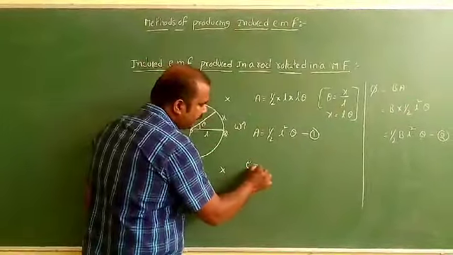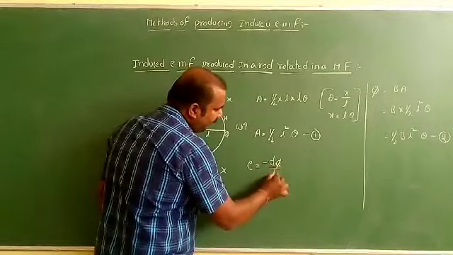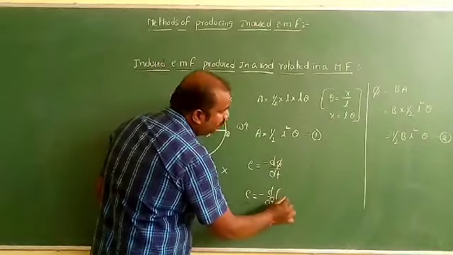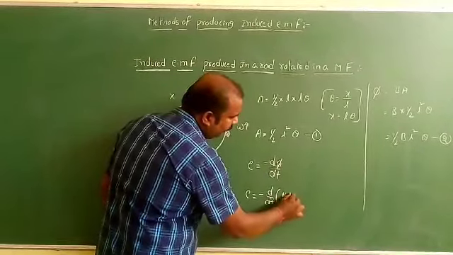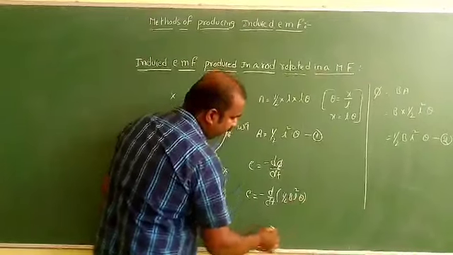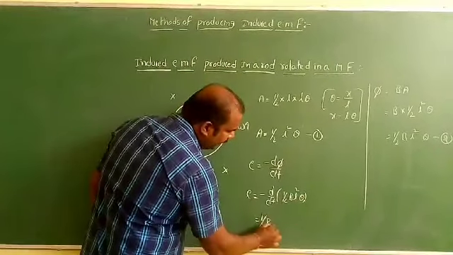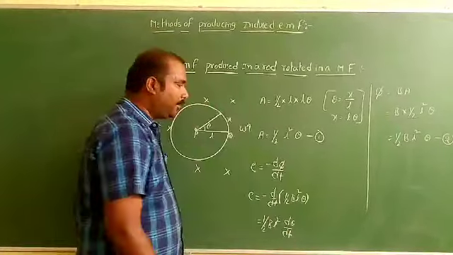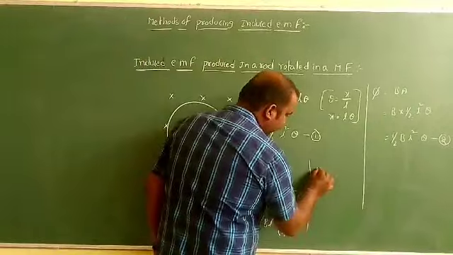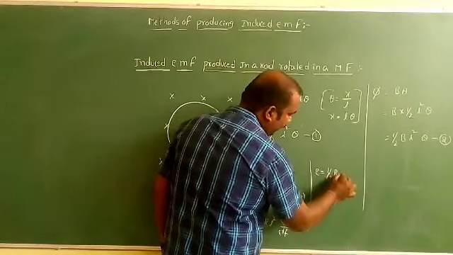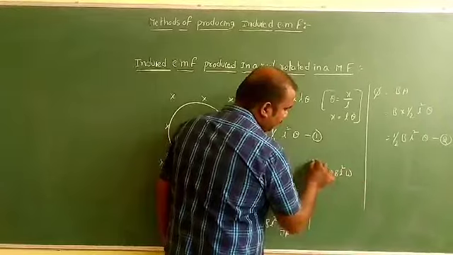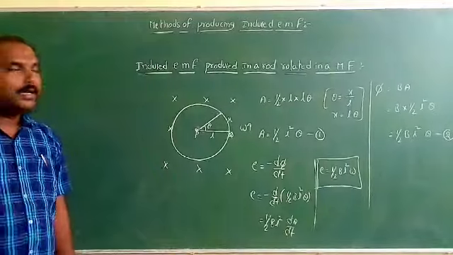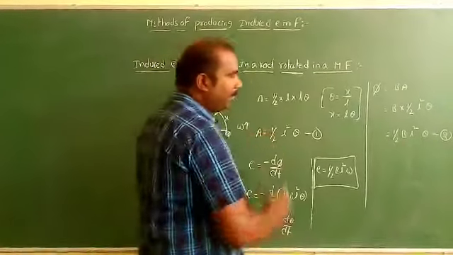Now this induced EMF is given by E is equal to minus d phi by dt. E is equal to minus d by dt into half B L square theta. If half B L square is taken out, it will be d theta by dt. D theta by dt is nothing but omega. So finally, we will get E is equal to half B L square omega. So this is the induced EMF produced in a rod rotating with angular velocity in a uniform magnetic field. We can get this equation.